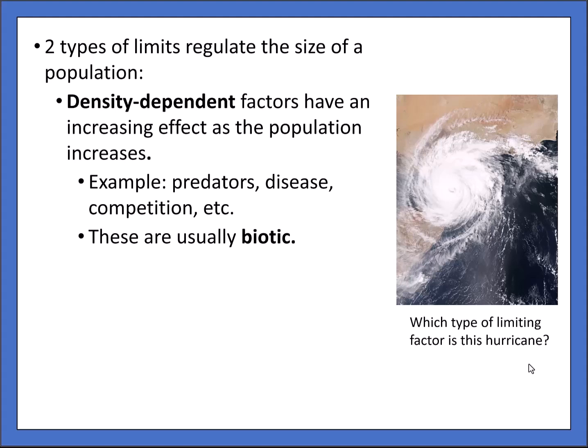So for example, if you have a population of rabbits, the larger the population of rabbits, the greater the effect of predators is going to be, because those rabbits are going to be very easy to catch and kill because the population is so large. Same thing with disease. The larger the population is, the easier a disease can spread and therefore wipe out a population, or at least limit the amount of growth that it has.